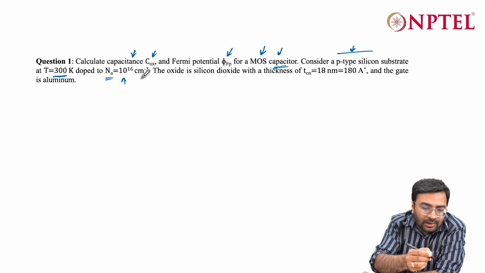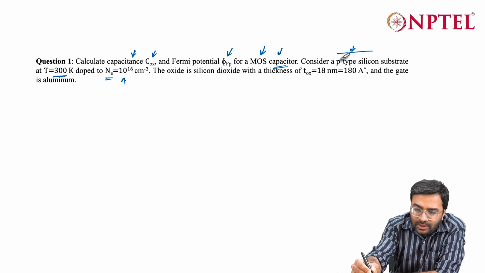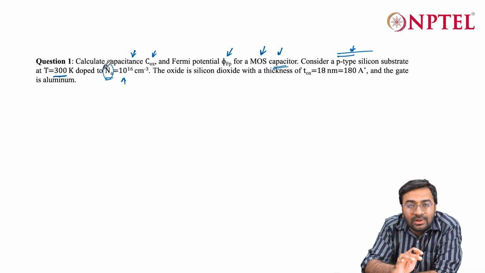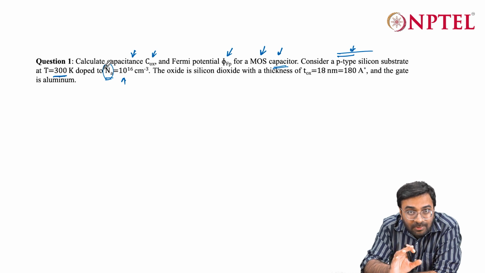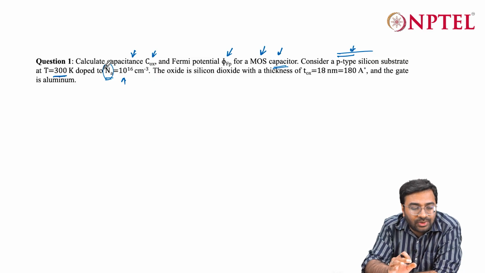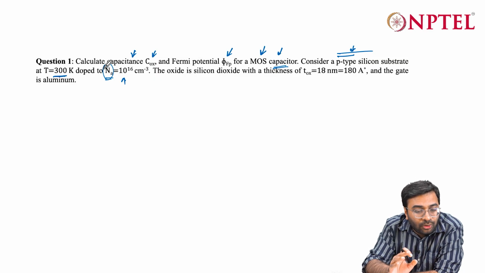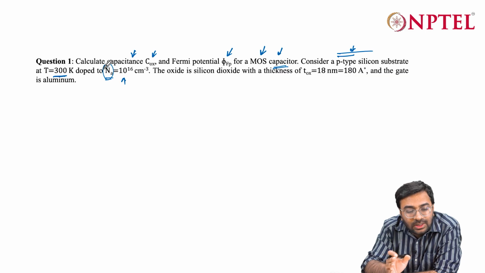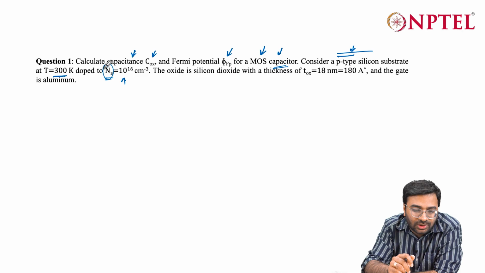Now, see, because it is already written p-type, definitely this should be Na. Now, in some questions, you may find that this Na term is not written. They will probably only mention, consider a p-type silicon substrate at T equal to 300 Kelvin doped to 10 to the power 16 per centimeter cube. So, it is quite obvious if it is p-type silicon, this should be Na, that is acceptor ion concentration or acceptor atom concentration, right.